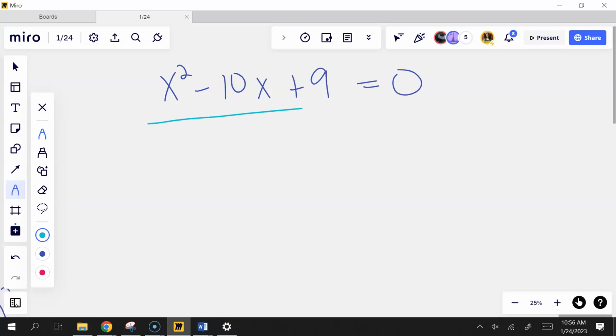What about just this side? What makes it not? The 9 is not right. Not the 10, the 9. Why is the 9 not right? 9 is a perfect square. This would be x plus 3. What should I have in the middle for that to work? 6x, and that's not there. So this is my problem.